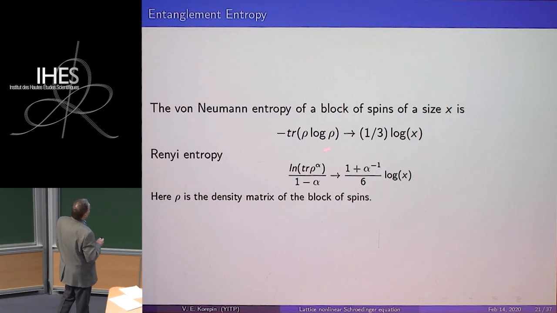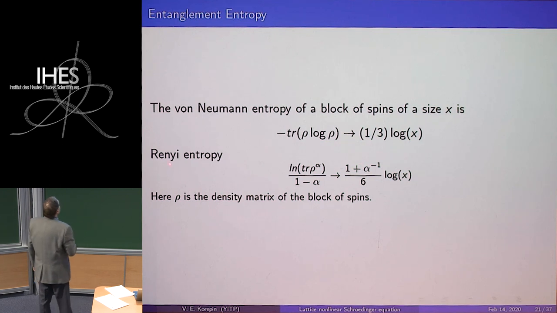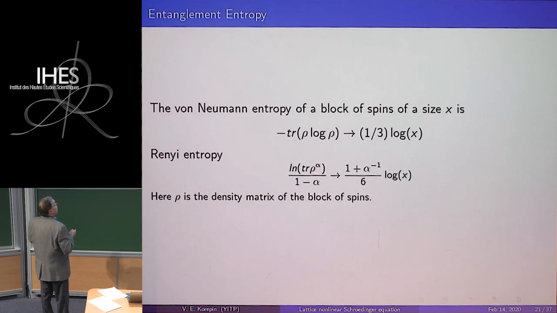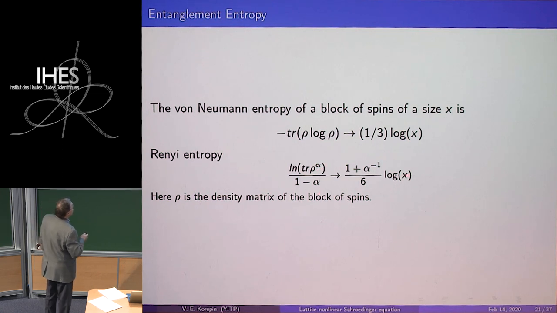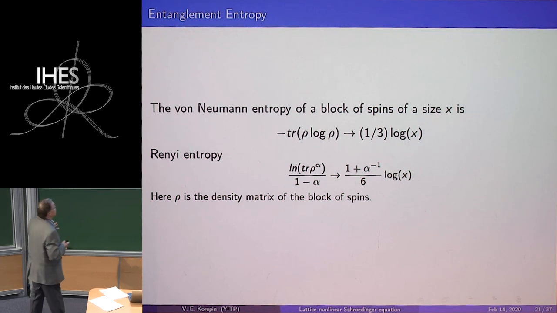And then, of course, entropy is a complicated function of the size of this block of spins. But for large size of the block, there is a logarithmic dependence with a coefficient 1/3, and it agrees with conformal field theory, because the central charge is equal to 1. Then there is the Rényi entropy. Rho is the density matrix of a block of spins. Alpha is some fractional number from 0 to 1. I take this density matrix, raise it to the power alpha, take the trace, log. This is the Rényi entropy. Rényi entropy also depends logarithmically on the size of the block, but the coefficient in front of the log depends on that alpha.